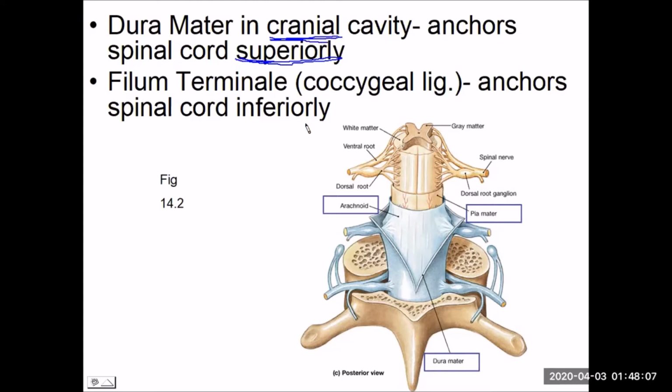On the inferior side, we just pointed out the filum terminale, that ligament that connects down to the inferior side. So we have attachment from the top. We have that security attachment on the bottom. And all of those denticulate ligaments we just mentioned, all on the lateral sides, all to maintain the position and stability of the spinal cord.